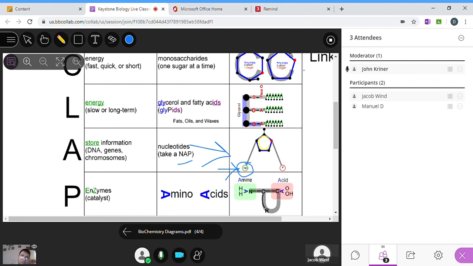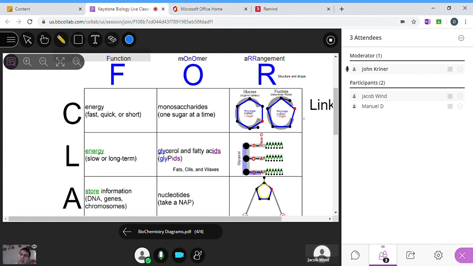Nucleotides are made from, they take a NAP. The N is for nitrogenous base. The A is for the shape that the sugar gives it. Do you see the letter A here? So the A in NAP is for the shape that it gives the nitrogenous base, because this little 5-member ring, you've seen it before. You've seen that ring right here. It looks just like fructose, doesn't it?